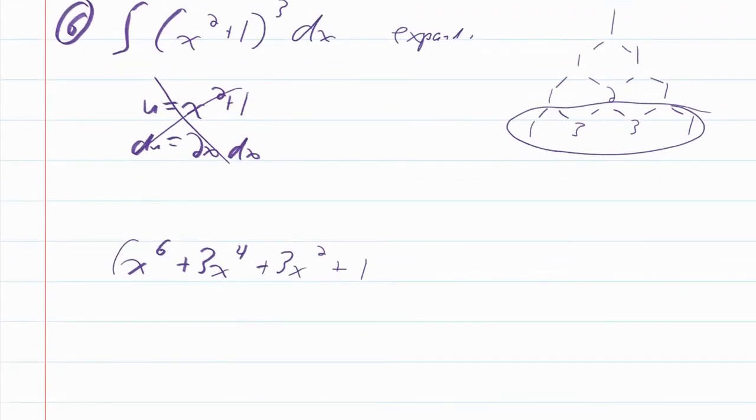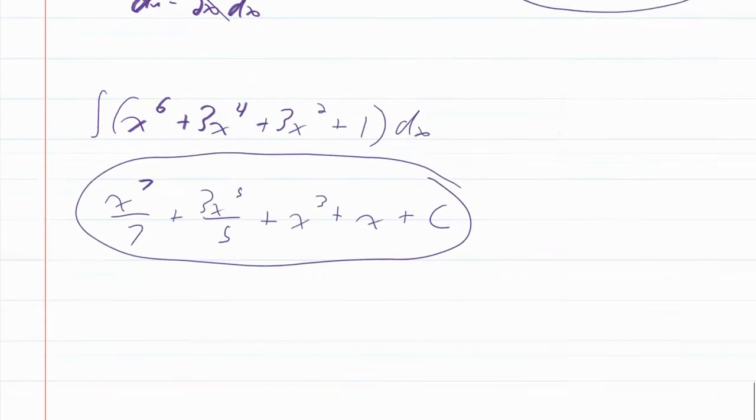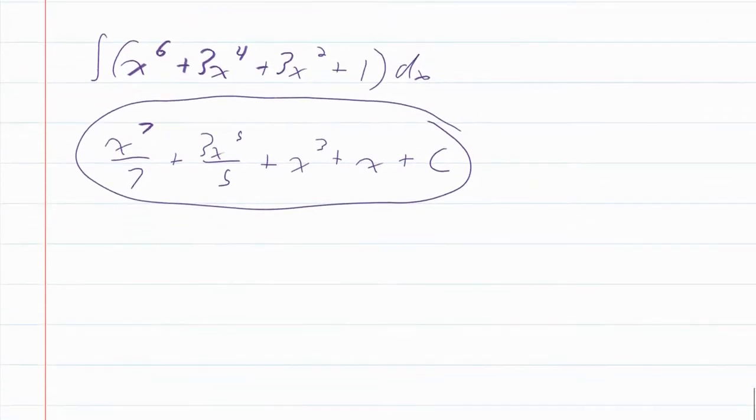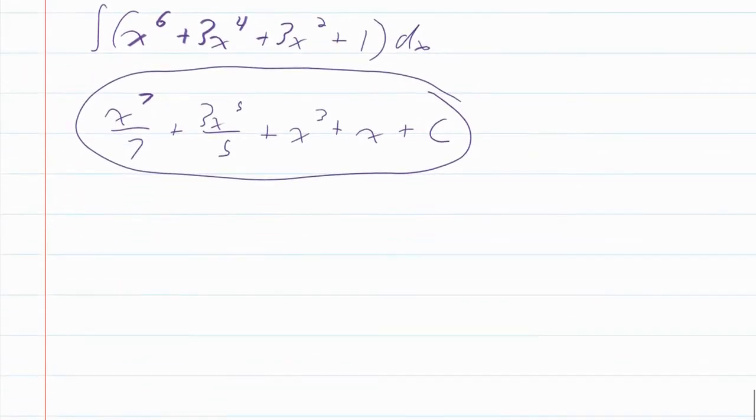And if I integrated this dx, then I would just get x to the 7th over 7 plus 3x to the 5th over 5 plus x cubed plus x, and then plus a constant. And that's about as good as we can go with that one. I wouldn't want you to add those with the least common denominator of 35 right now.